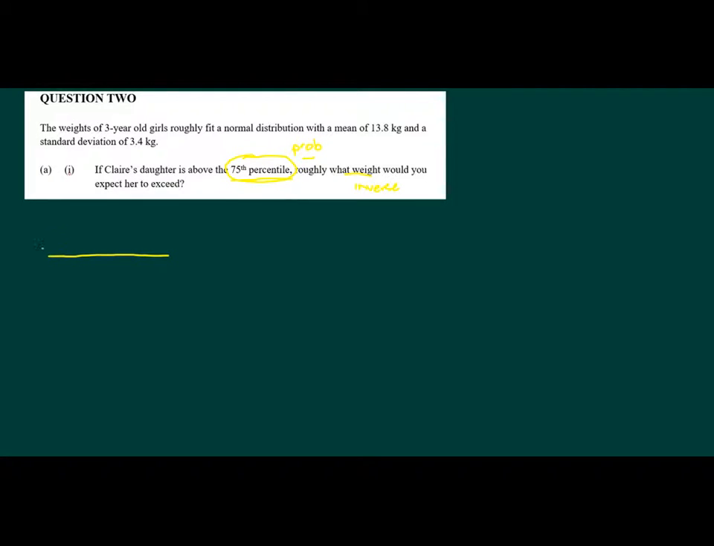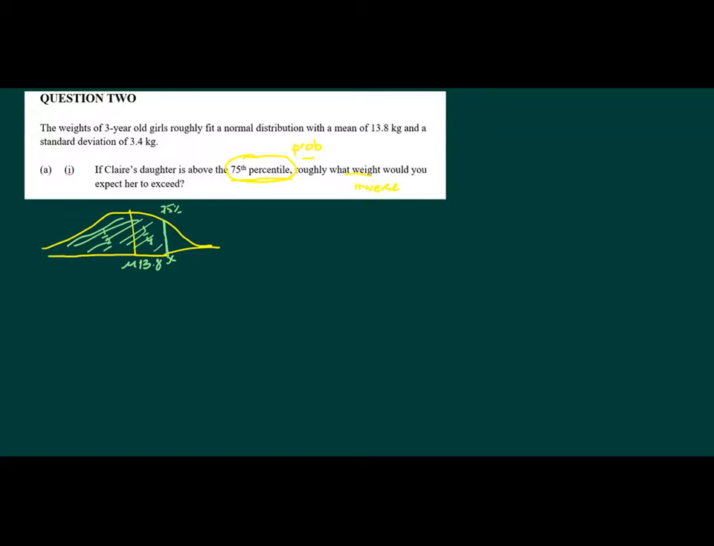So here's our normal distribution, looks a bit wonky I know, and our mean is 13.8. What we're looking for is above 75%, so we know that's half, and 75% is another quarter roughly, so that's all of that there. This line here is the 75th percentile, 75%. And so we're looking for x there. So this is an inverse problem.